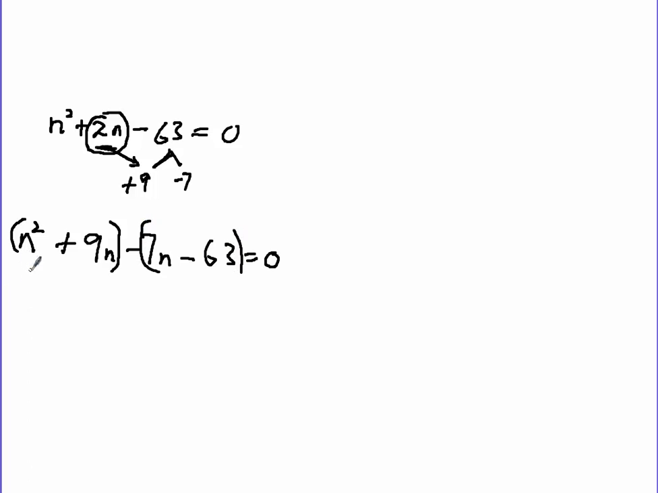So 9n squared plus 9n, the common factor is n. Bracket n plus 9. Minus 7n and 63, the common factor is 7. Bracket n plus 9. Right. Now, you remember in this bracket, it was negative. Now, I have positive here.